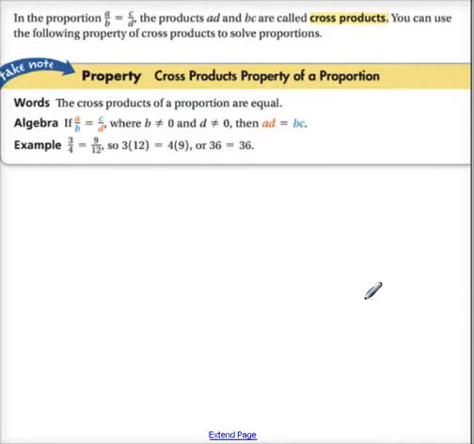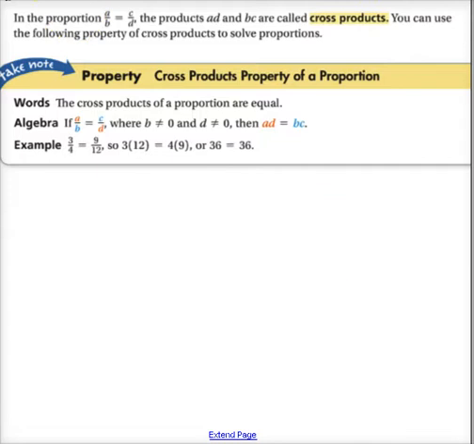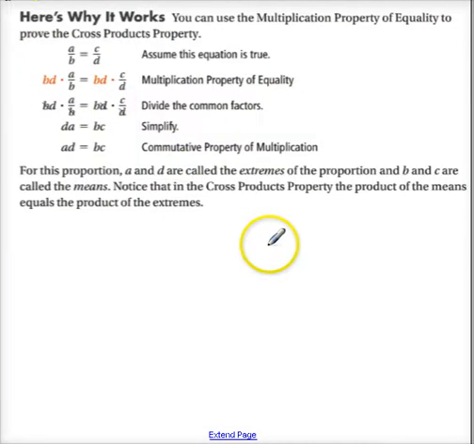All right, another way to solve is by using cross products. This might be what you're most familiar with. Cross products of a over b and c over d are what's across from each other. So a and d are cross products, c and b are cross products. So we can use this to solve for an unknown as well.